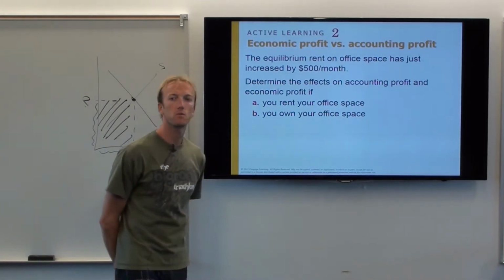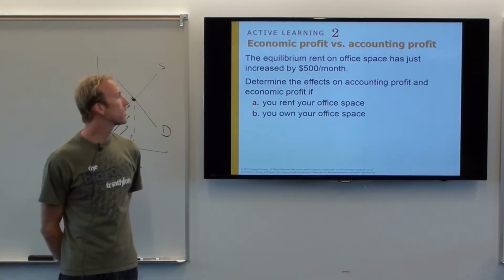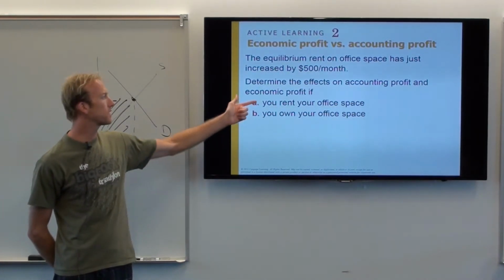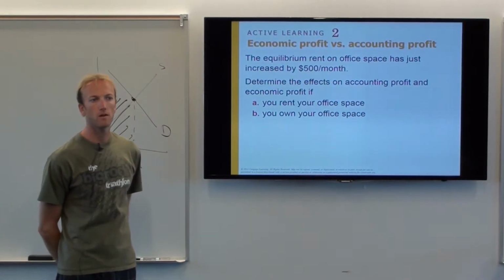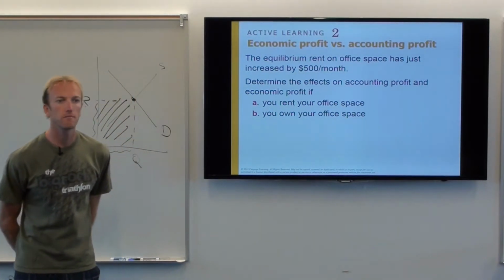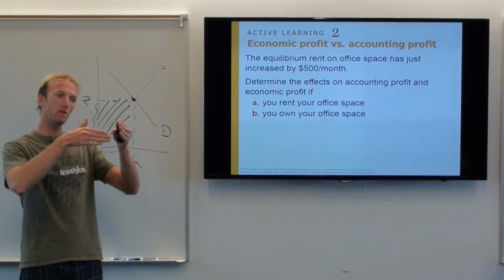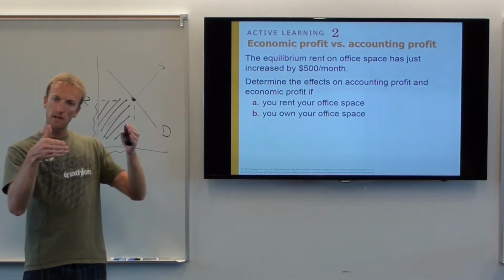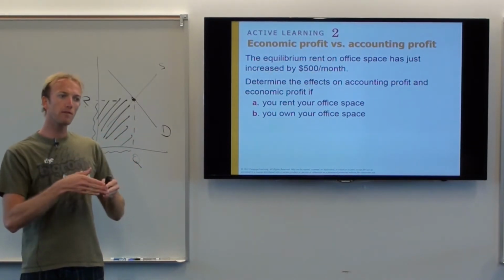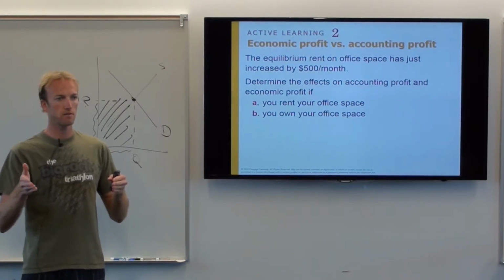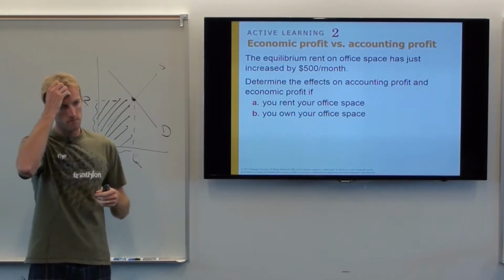Okay, so what happens to my accounting profit and economic profit if I rent and if I own? Okay, I'll give you guys a couple seconds to think about that. And the way to do that is, accounting profit is total revenue minus explicit costs, and economic profit is total revenue minus all the costs, explicit and implicit costs.